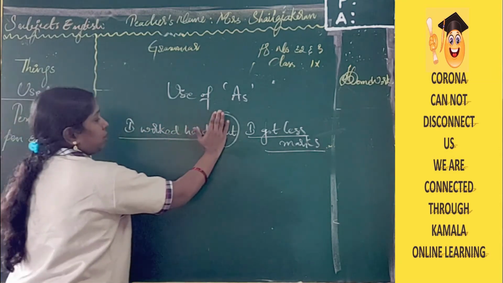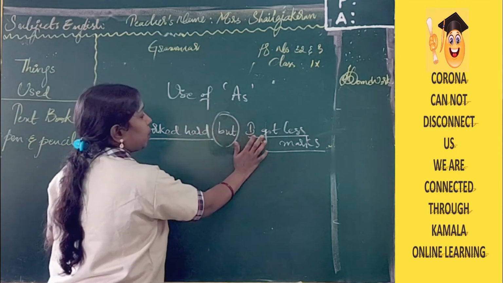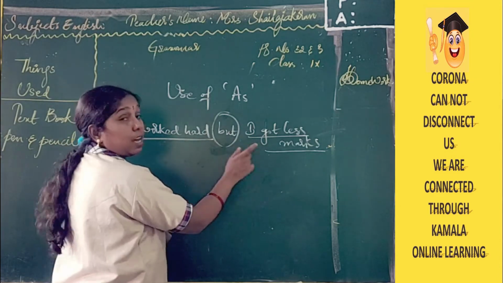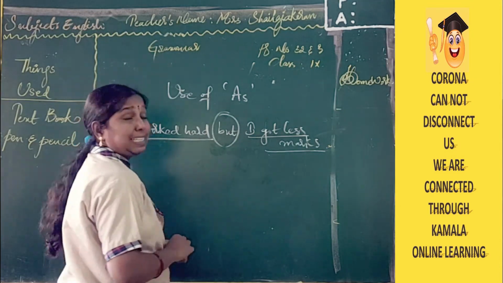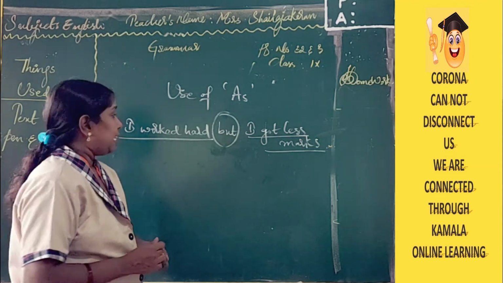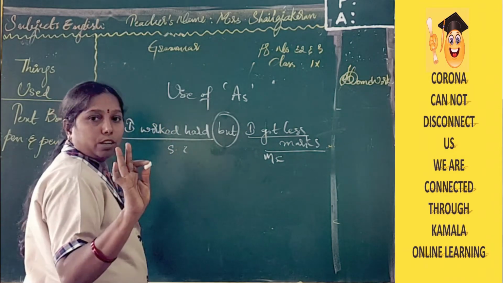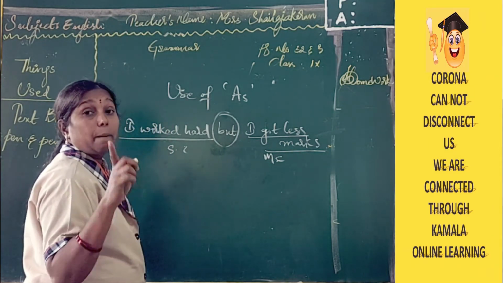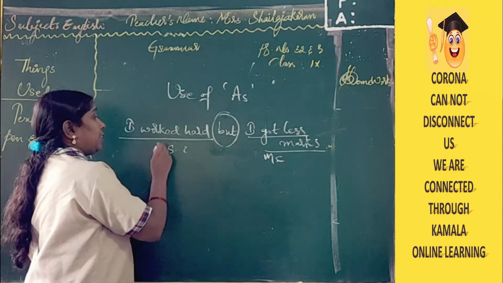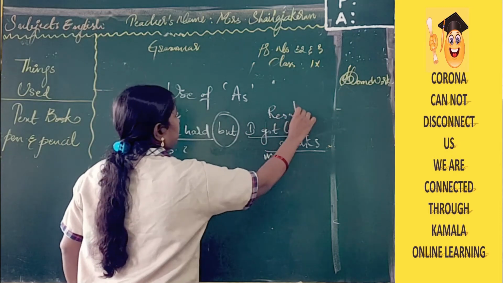I worked hard. You see here, I worked hard. I got less marks. See, this class is depending on this. Now, in this, find out the reason and result. This is subordinate class. This is main class. You understood? But in this, which one is the reason? Which one is the result? I worked hard is the reason. I got less marks is the result.